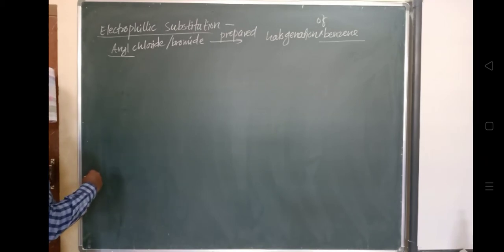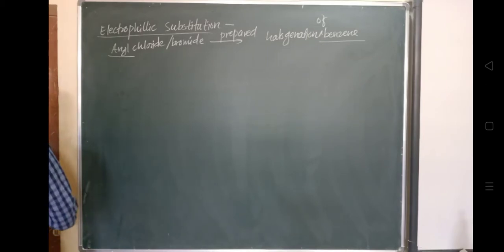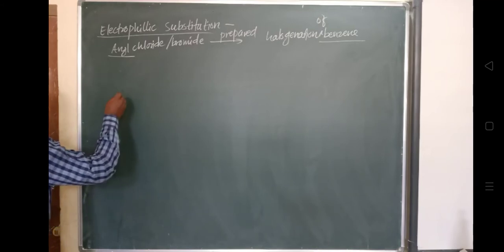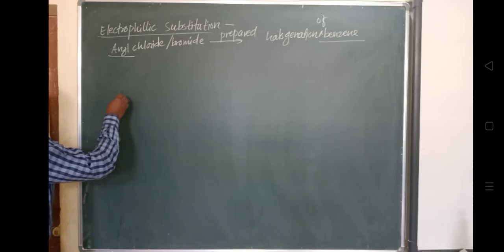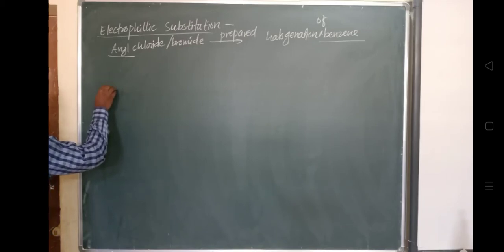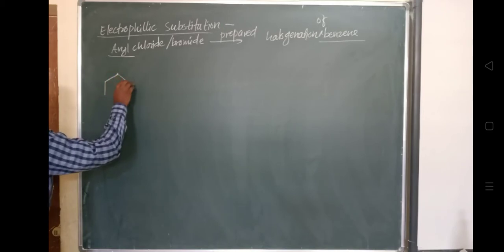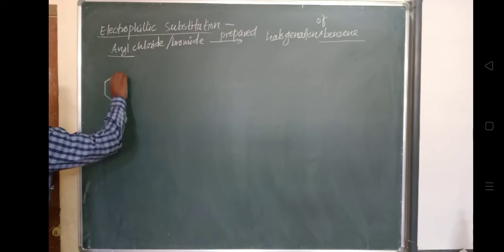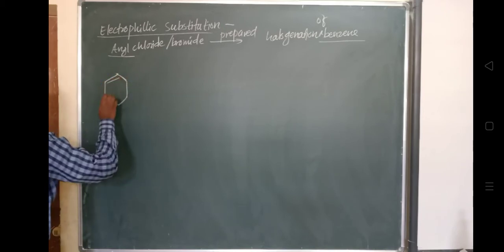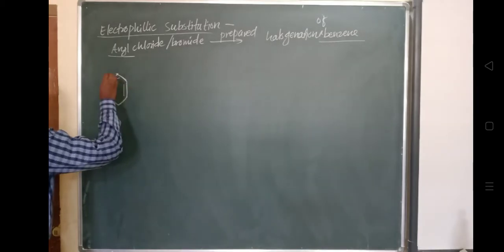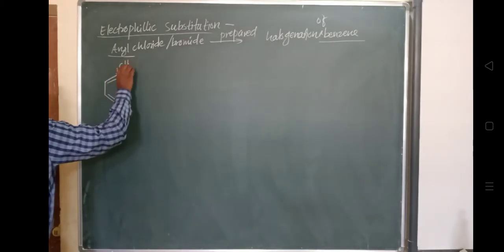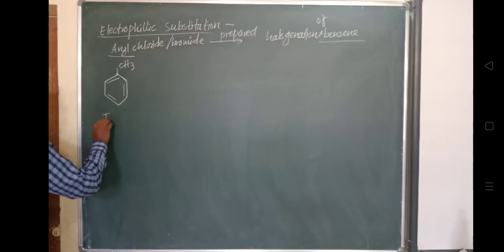So we'll see with the help of an example. Let's look at an example. A suitable Lewis catalyst like Fe, FeCl3, or anhydrous AlCl3. When toluene, we'll first draw toluene. This is the benzene ring, and here is a CH3, which is called toluene.